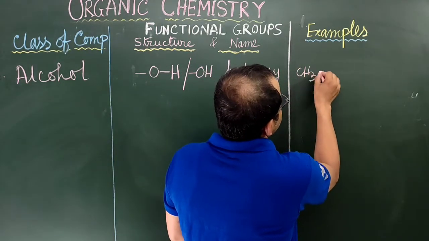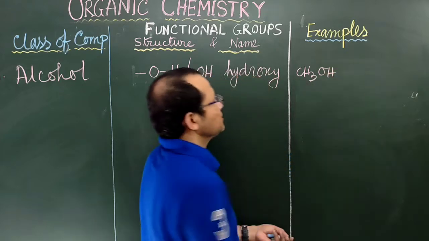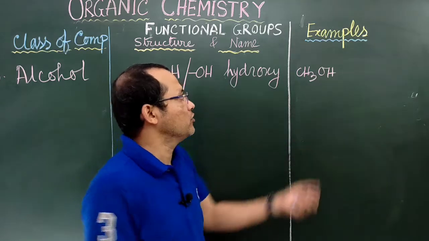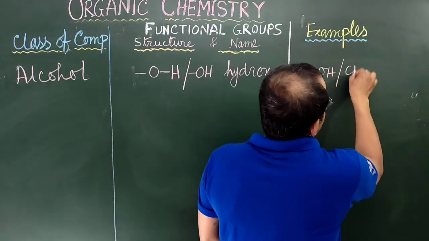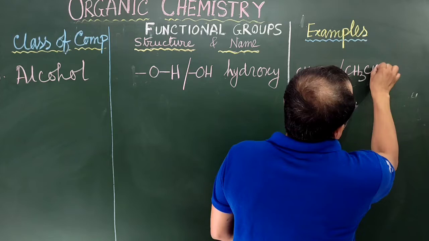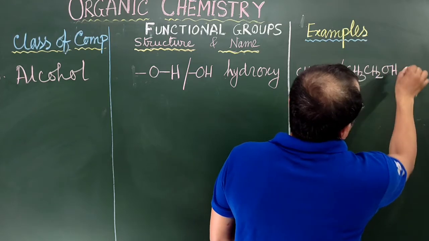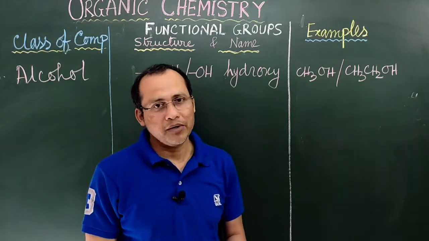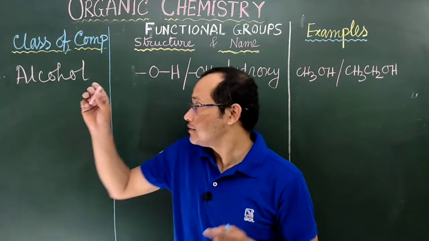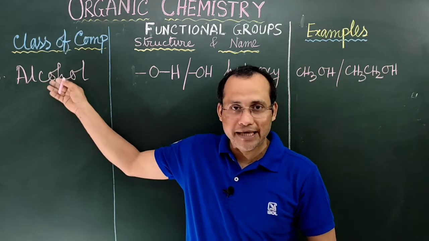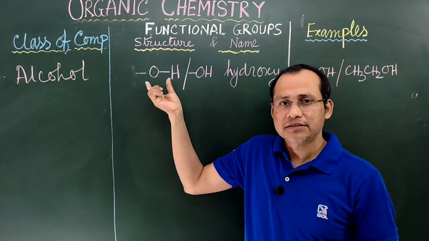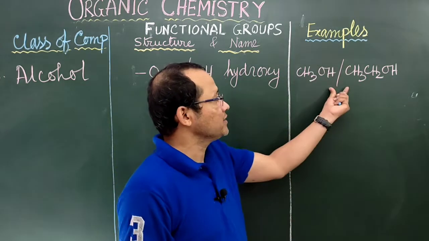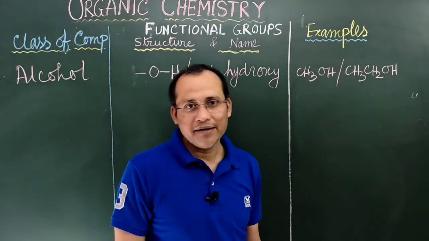If we write down CH3OH, this is the smallest possible alcohol, and this is methyl alcohol. The next member of this category will be CH3CH2OH, and in this way we may have a plenty of alcohol compounds. So the nature of the compound is alcohol. This is the structure of this functional group, this will be the name of the functional group, and this is the example of the same.